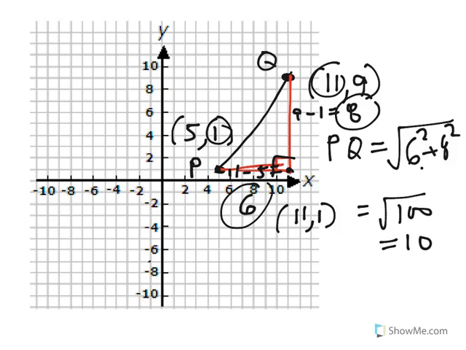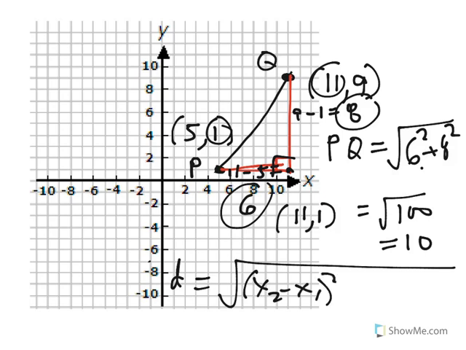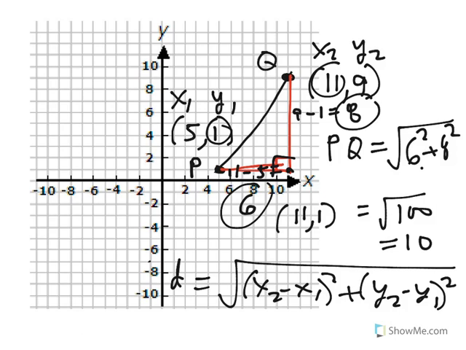The official formula for distance is the square root of (x2 minus x1) squared plus (y2 minus y1) squared, where it doesn't matter which one you call point 1 and point 2. I'll just call this x2, y2, and this one x1, y1, as long as you're consistent about it.